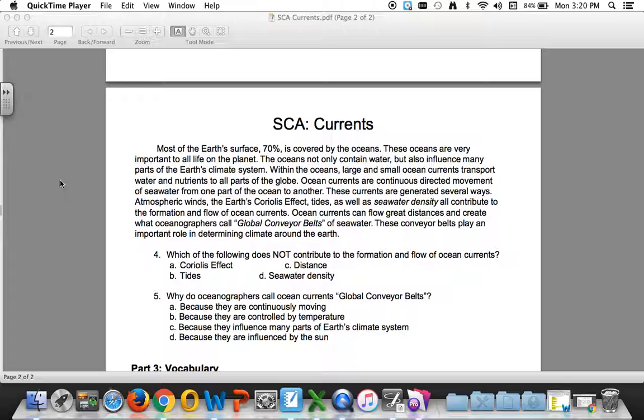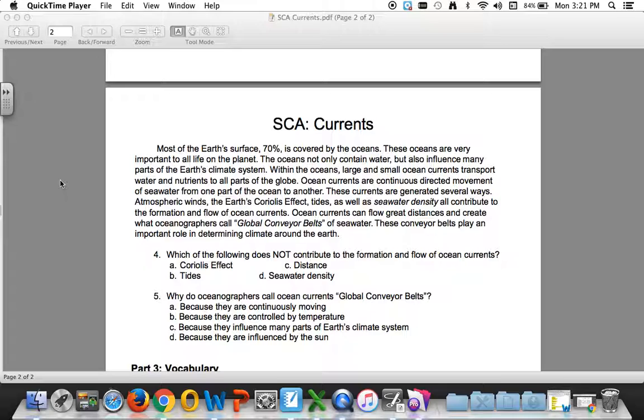Within the oceans, large and small ocean currents transport water and nutrients to all parts of the globe. Ocean currents are continuous, directed movement of seawater from one part of the ocean to another. These currents are generated several ways. Atmospheric winds, the Earth's Coriolis effect, tides, as well as seawater density all contribute to the formation and flow of ocean currents. Ocean currents can flow great distances and create what oceanographers call global conveyor belts of seawater. These conveyor belts play an important role in determining climate around the Earth.